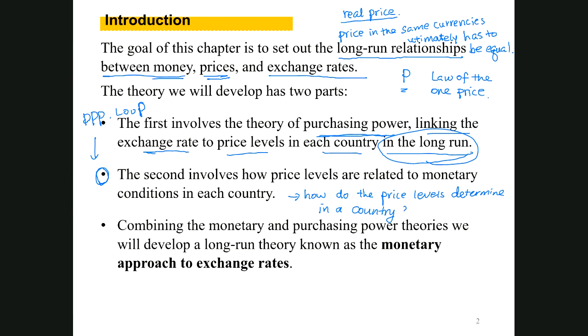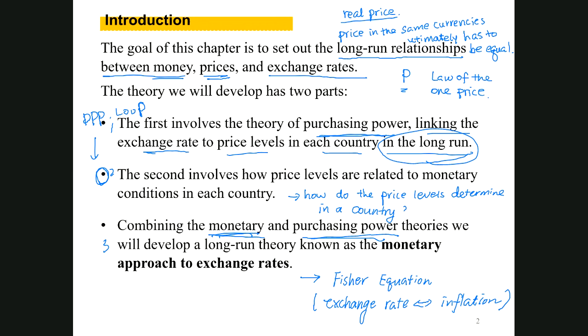All right, and lastly, we combine the monetary policy and PPP. We could know one of the important ideas in international finance, the Fisher equation or Fisher effect. So this will link the exchange rate and inflation. That's the structure of this long chapter. Each of the ideas could take a lot of time to explain. Okay.